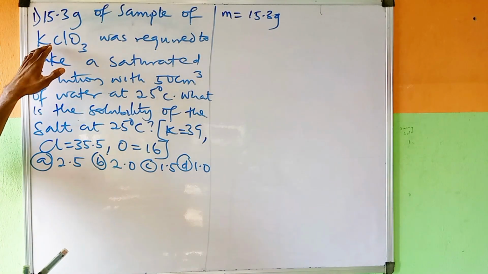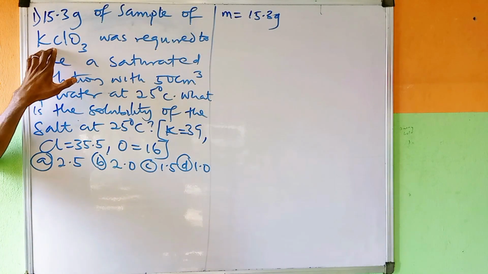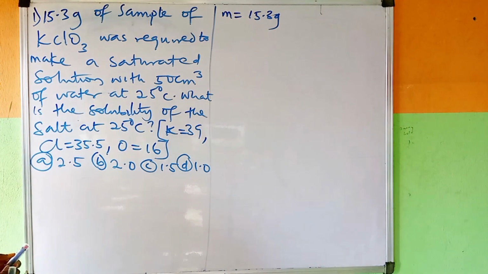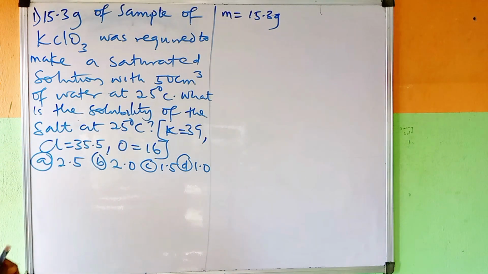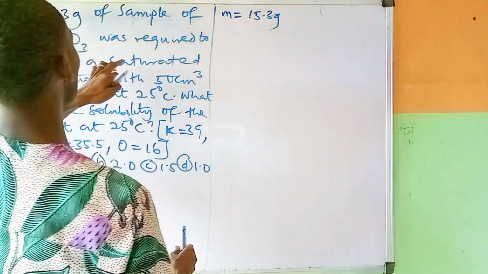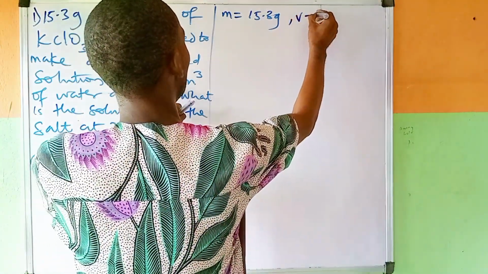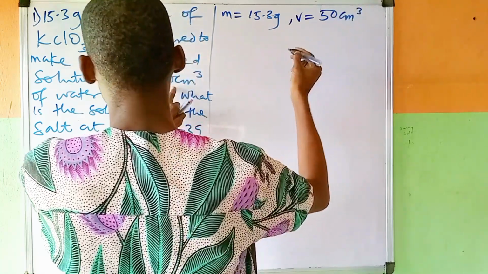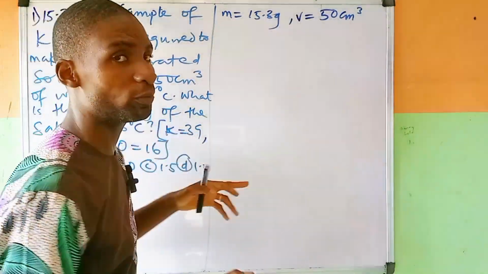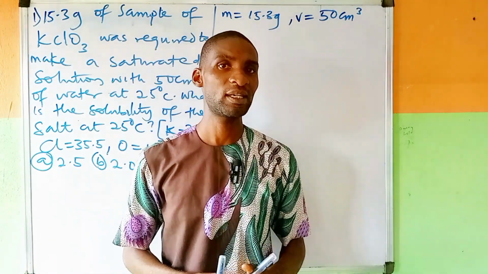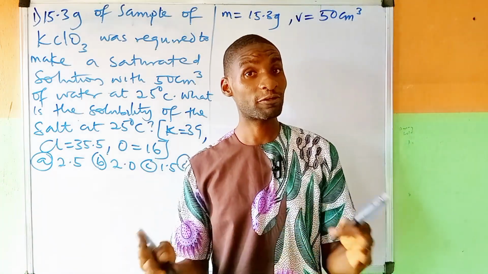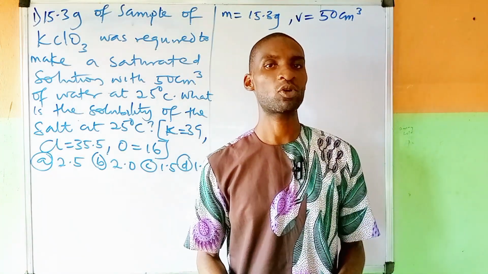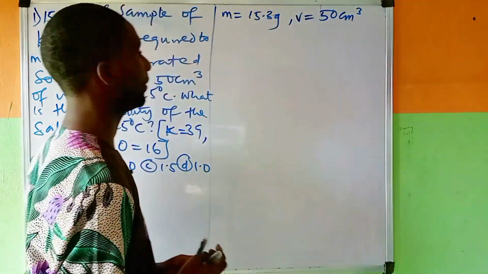A 15.3 gram sample of potassium trioxochlorate(V) was required to make a saturated solution with 50 cm cube of water at 25 degrees Celsius. What is the solubility of the salt at 25 degrees Celsius? So you were given parameters. The mass is 15.3 grams, and of course the volume is 50 centimeter cube. Okay, you were given temperature, but anytime you are solving solubility, you don't make use of that temperature given. It is just a way to confuse a lot of students. It's a distraction. So you don't need that parameter.